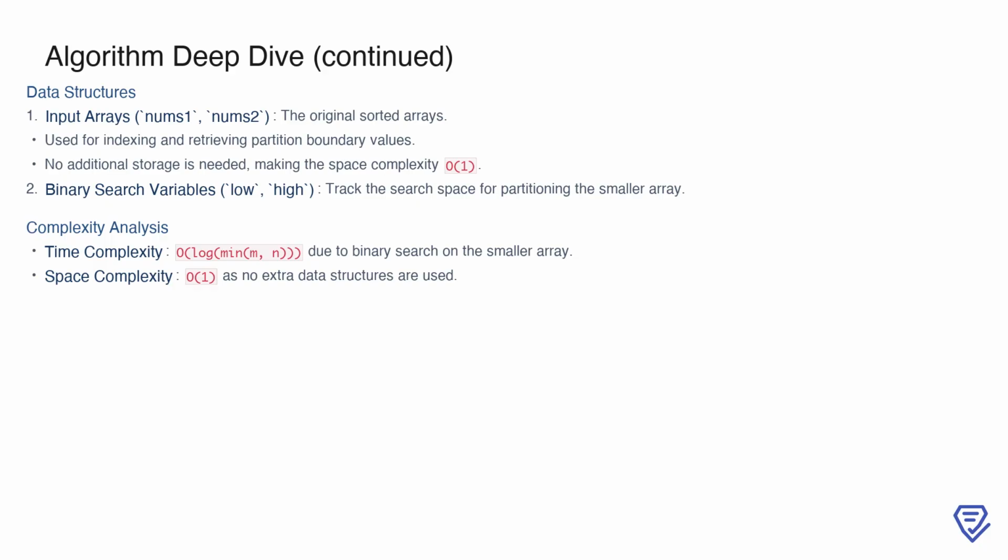In terms of complexity analysis, the time complexity is O(log min(m, n)), because the binary search is applied to the smaller of the two arrays, minimizing the number of iterations. The space complexity is O(1), because the algorithm does not allocate any extra memory aside from a few variables. This makes the approach not only optimal for large input sizes but also highly practical for scenarios where efficiency and memory usage are critical considerations.